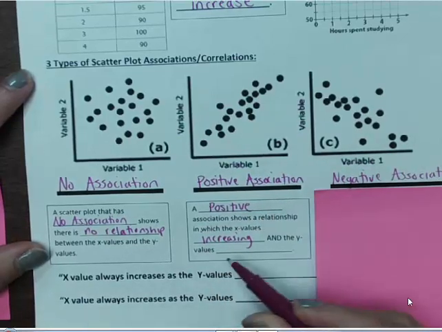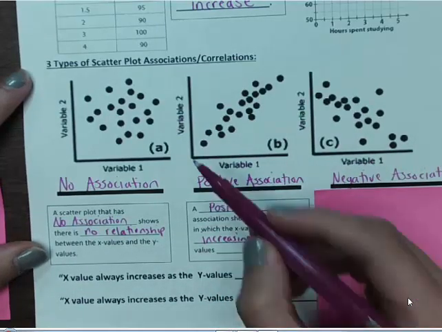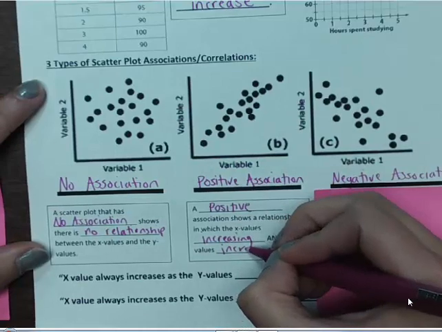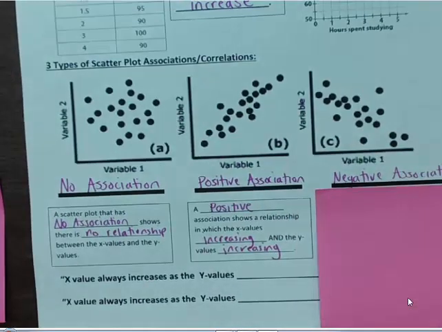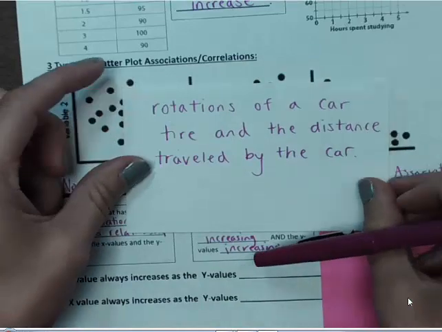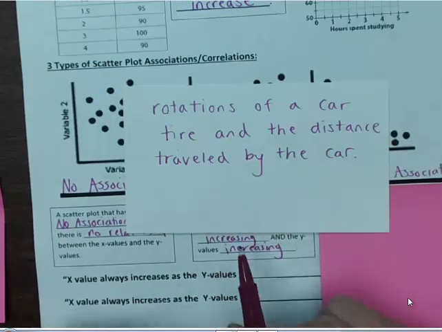And what's going to happen to the Y values? They're also going to be increasing because they're both positive. Another example that would describe two sets of data that has a positive association would be these two things: the rotations of a car tire and the distance traveled by the car.